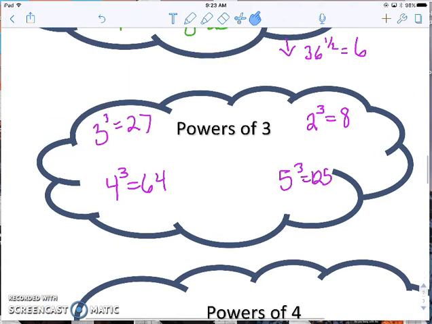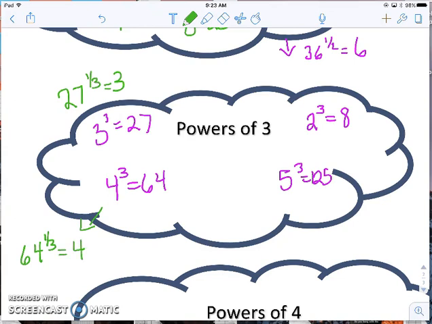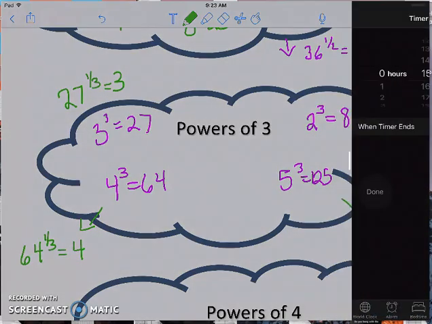So rather than to the 1/2 powers, this is like saying if we had 27 to the 1/3. So what number cubed gives us 27? Well, that's 3. If we had 64 to the 1/3, what number to the 3rd power gives us 64? That's 4. 125 to the 1/3 would give us 5.